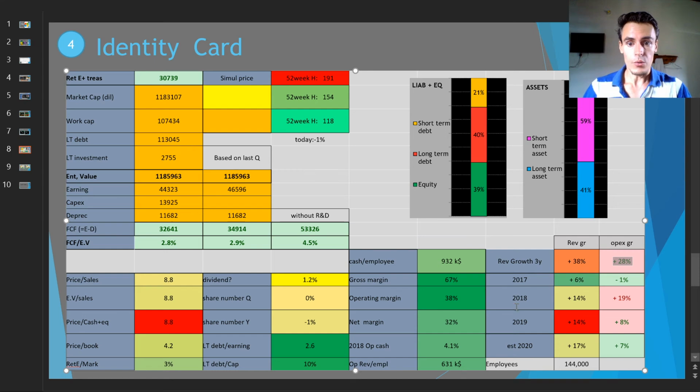So overall, when I look at this, even though the yield return ratios are less than 5%, I believe that this company has very, very strong metrics.